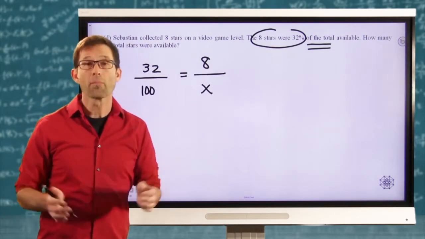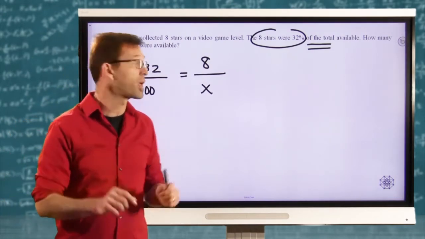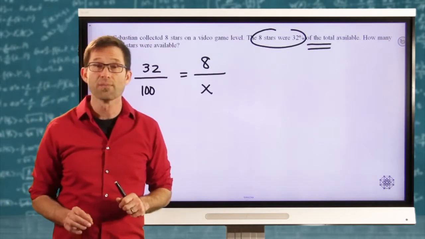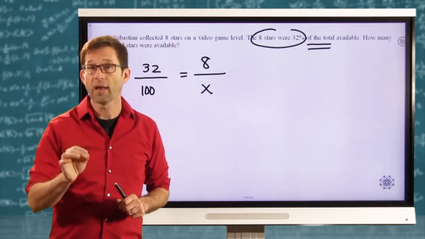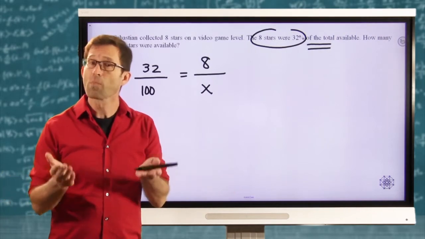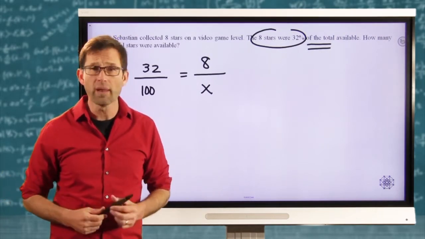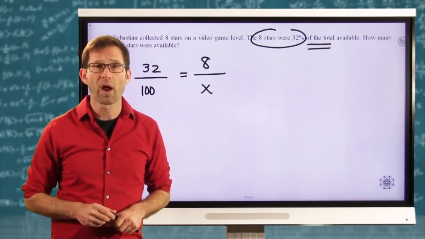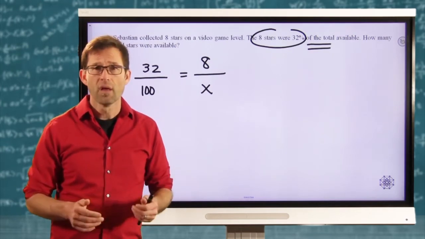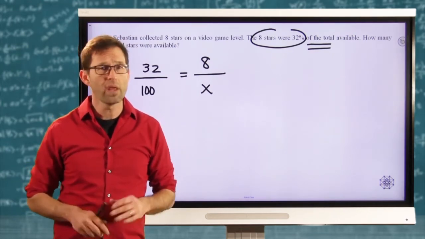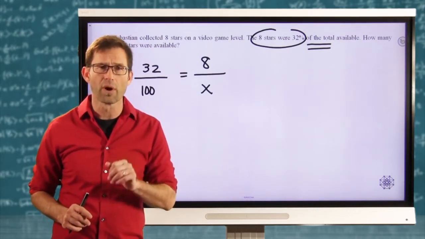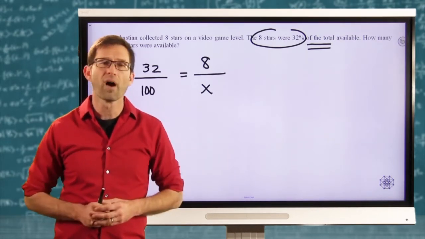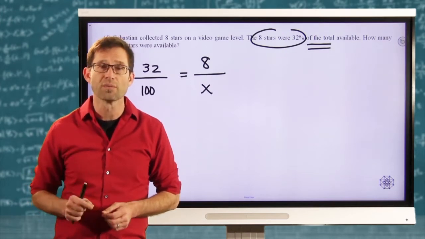Either way, remember one golden rule about converting between equivalent fractions. You can multiply or divide the denominator and numerator by anything you want, as long as you do it to both, all right? Multiply the top and the bottom of a fraction by 5, that's great. Divide the top and the bottom by 3, fine. Don't add or subtract to the top and the bottom of a fraction, to the numerator and denominator, but multiply and divide by as much as you want, as long as you do it to both.